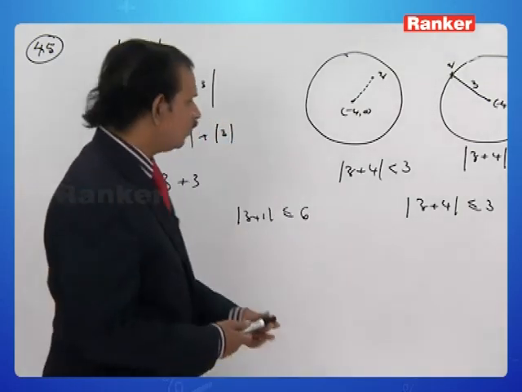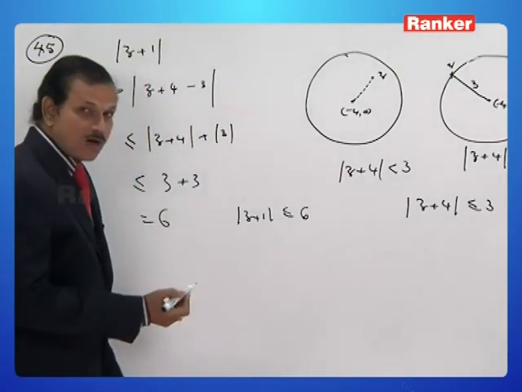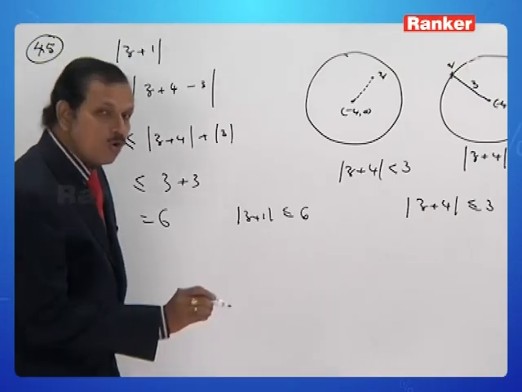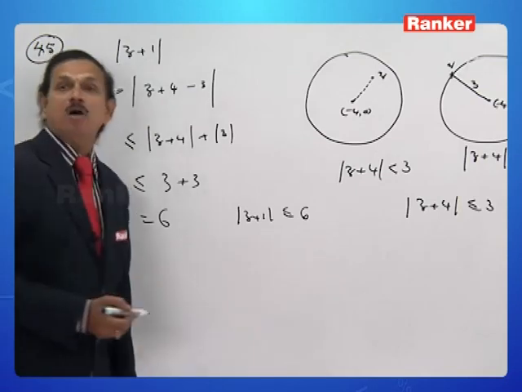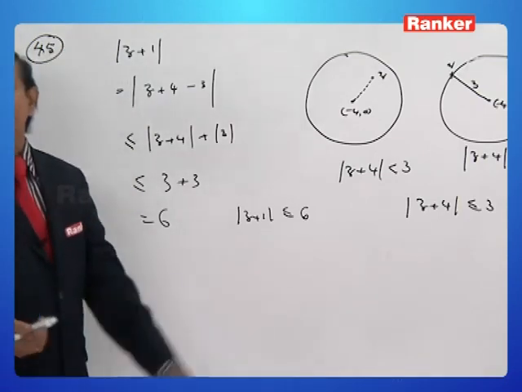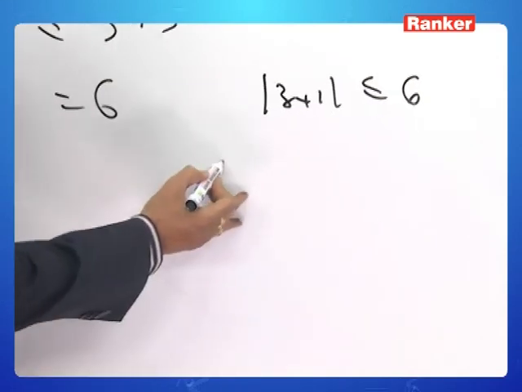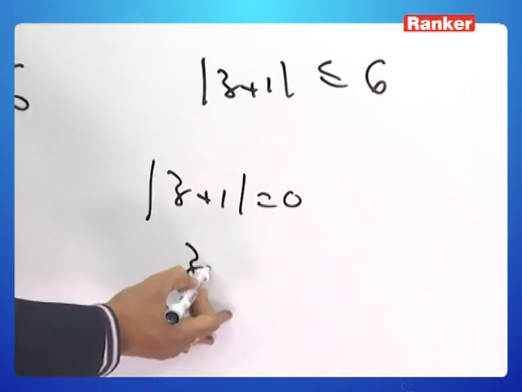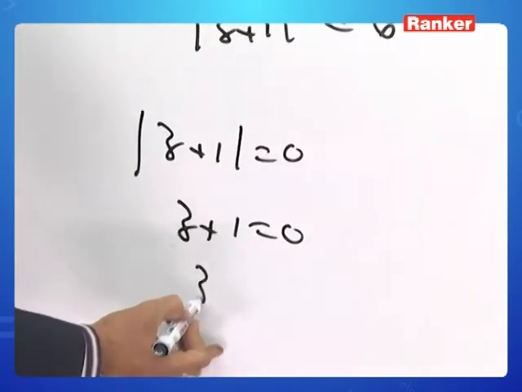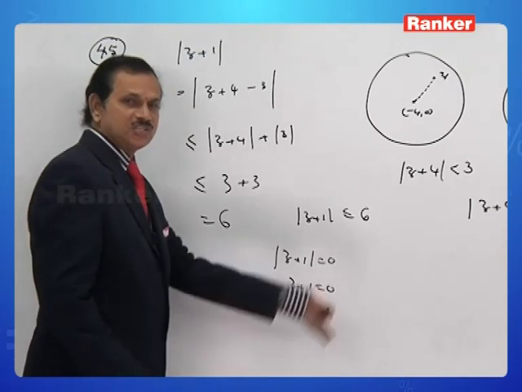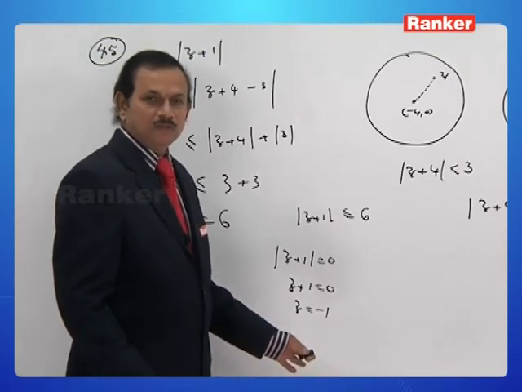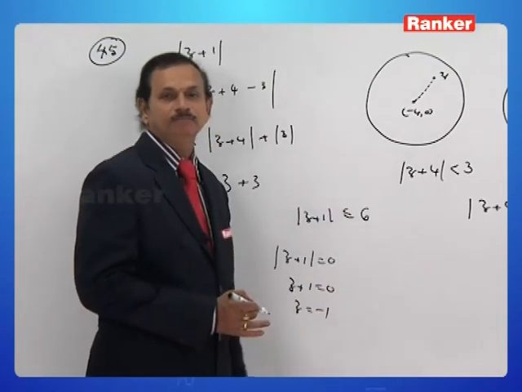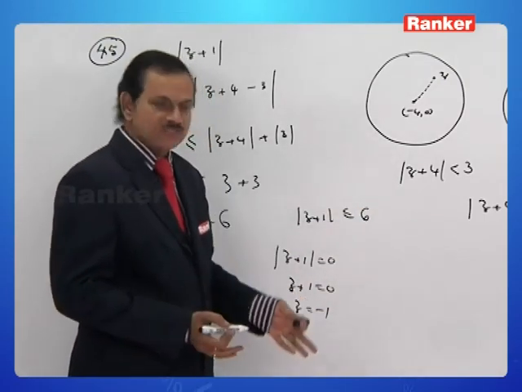Let us see what happens. Is it true or not? If the least value of mod Z plus 1 is 0, then mod Z plus 1 can take the value 0. What happens if mod Z plus 1 is equal to 0? Z plus 1 is equal to 0. Z is equal to minus 1. Is it possible? Does this information satisfy the data? Let us see.